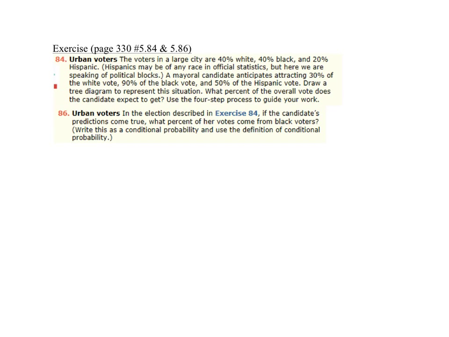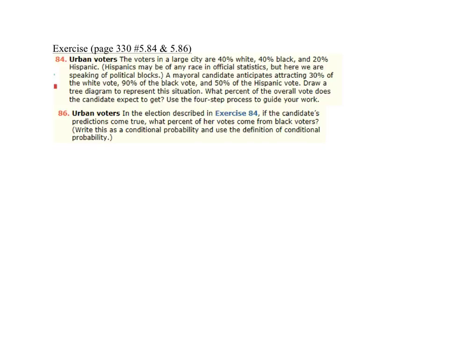On to page 32. This example asks us to synthesize a few of the rules that have gone by so far in this section. So voters in a large city are 40% white, 40% black, and 20% Hispanic. A mayoral candidate anticipates attracting 30% of white, 90% of black, and 50% of Hispanic. Draw a tree diagram to represent the situation and answer what percent of the overall vote does the candidate expect to get.